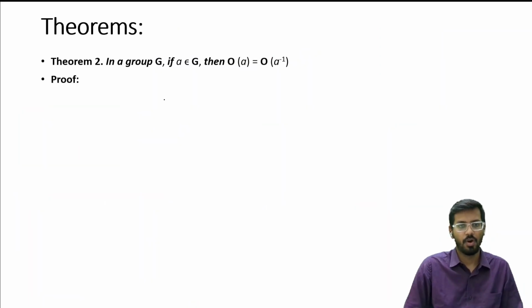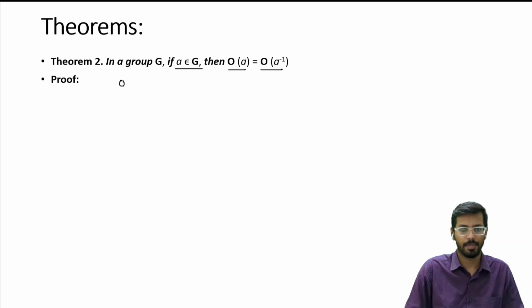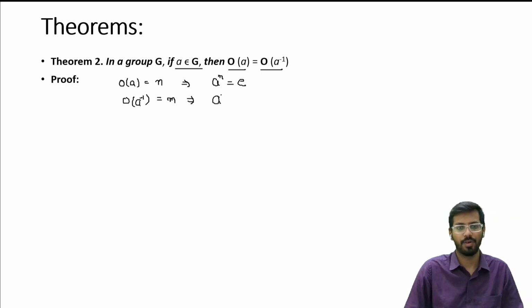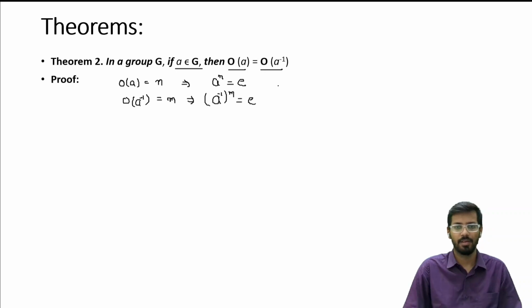Now next theorem: if we take group G, if A belongs to some group G, then order of A is equal to order of A inverse, that we have to prove. We can take order of A is equal to n, that means A raised to power n is E, and order of A inverse is equal to m. That means A inverse raised to power m is E. Take this first equation, that is, take this second equation.